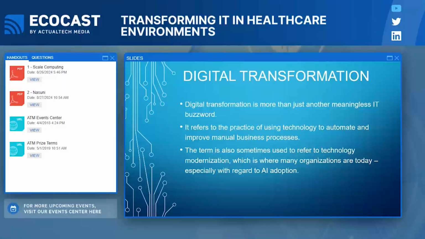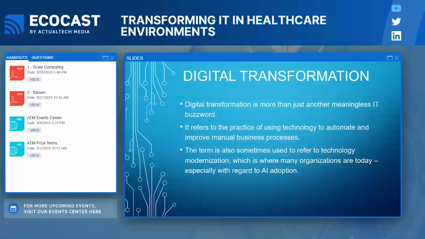Typically, the term means one of two things. Oftentimes, digital transformation refers to the practice of using technology to automate and improve a manual business process. So if, for example, you've got something that you've always done by hand and you decide to bring in technology to automate that process or to make it more efficient or less error prone, well, that's an example of a digital transformation.